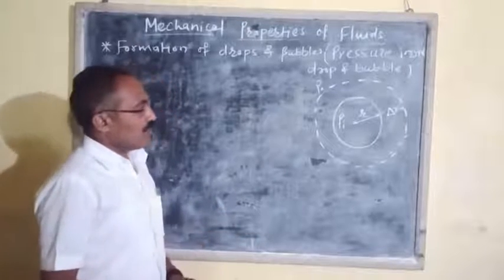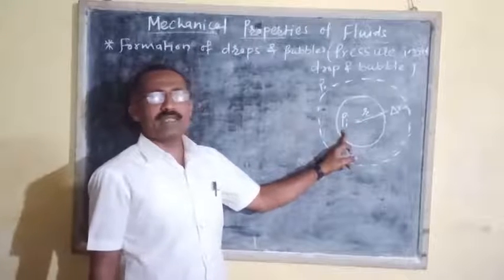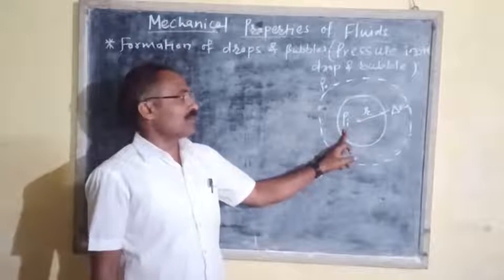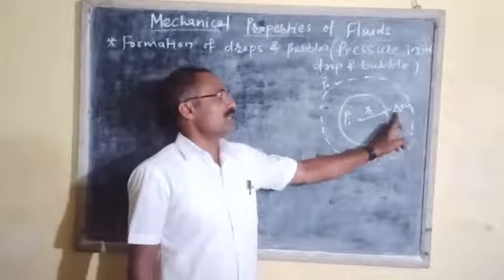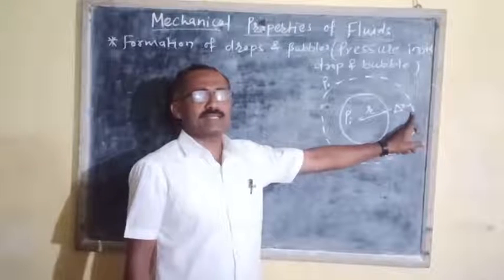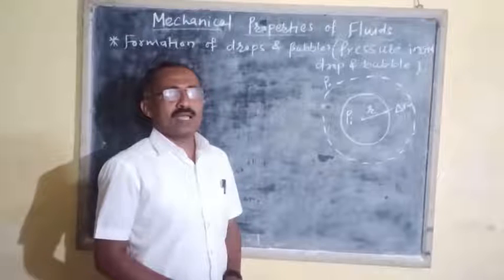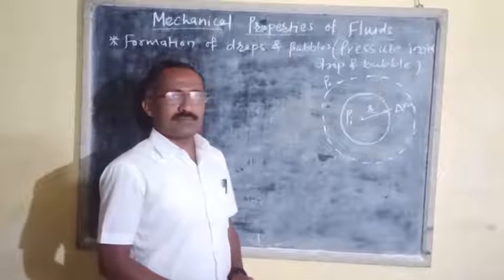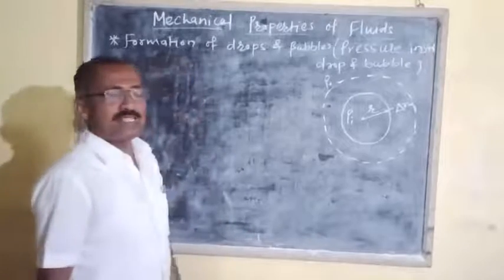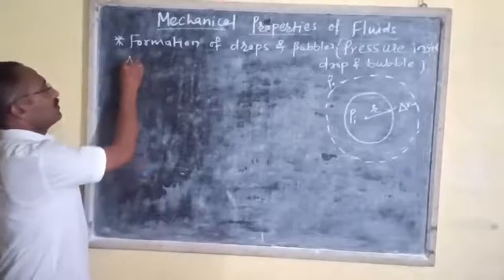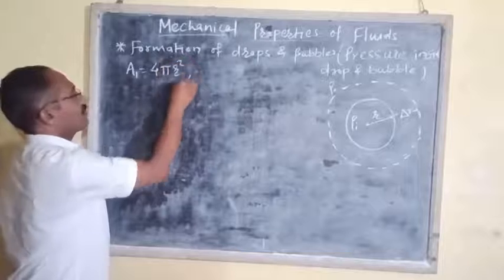Consider a liquid drop of radius r. Let Pi be the pressure inside the liquid drop or bubble. Let delta r be the increase in its radius, so that its surface area also goes on increasing. Let A1 be the initial surface area of the drop, which is given by A1 is equal to 4 pi r square.